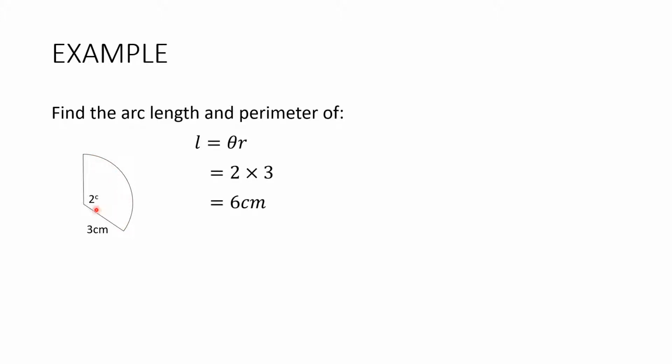I can't do this if it's in degrees. I'd have to use the other formula. But see how simple it is when it's in radians? That's the arc length. If I want the perimeter, I've got to go all the way around the shape. So I've just got to add 3 and add 3. So our perimeter will be 6 plus 3 plus 3, which is 12 centimetres.